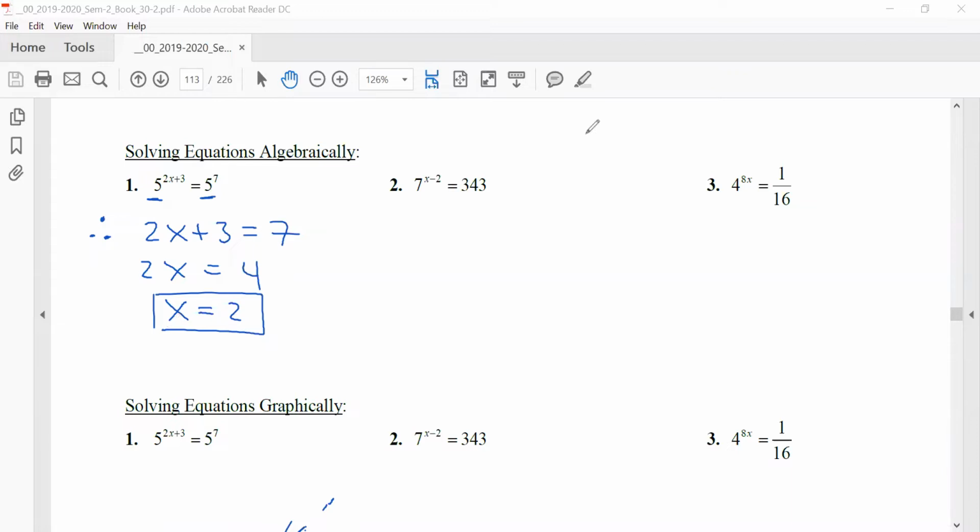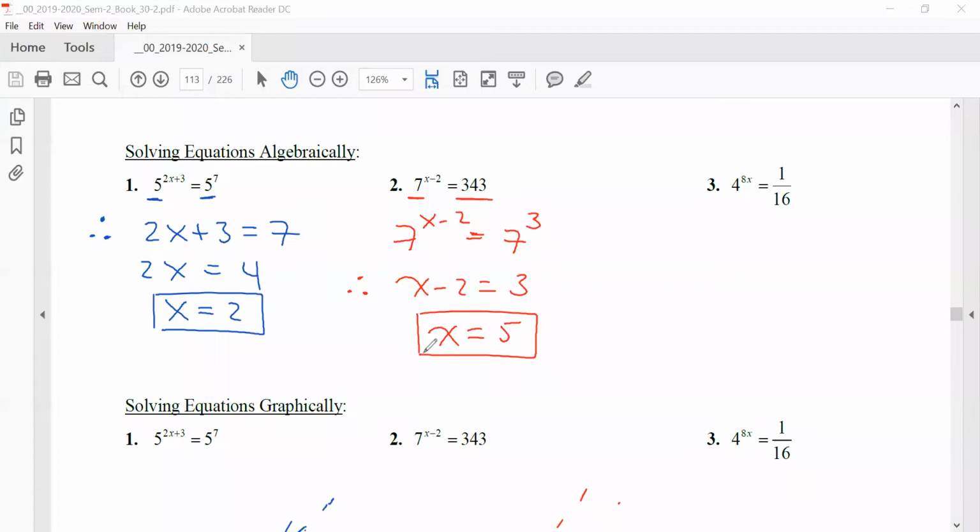Okay, that was an easy one. Too easy for us in grade 12. Number 2. My hint here is that I'm going to make the 343 into base 7. So I figure out that 7 cubed is 343. Each base is the same, so now I make the exponents equal and solve. Boom. Just like that. Okay, next one.